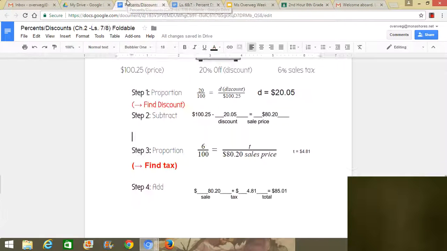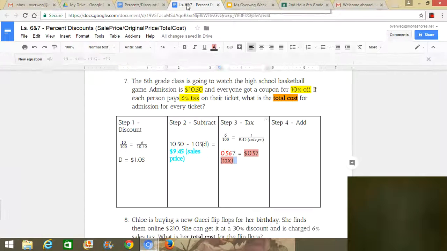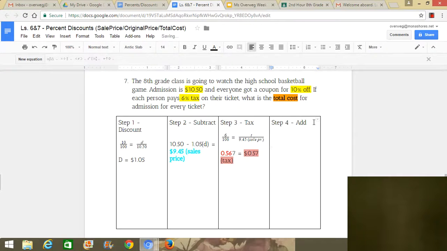Okay. So step 4, if you look back at the foldable, you look at yours, we have the sale price of $9.45 for us, and then we have the tax that we need to add to it to find the total cost. So let's do that. Okay. We have $9.45 plus 57 cents equals our total cost. Let's see what that equals.